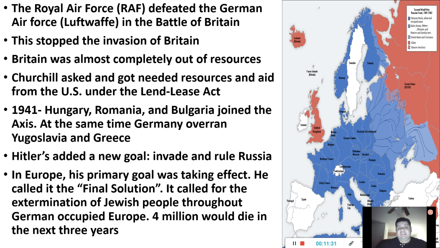Now, with the final solution, this is basically the extermination of the Jewish people in Europe. Hitler's like, kill them all. They either shot them, starved them, or took them to camps where they were gassed and killed, and then the bodies were disposed of, either burned or buried or things like that. You know, and in 3 years, 4 million Jewish people were killed because of this final solution. Okay.